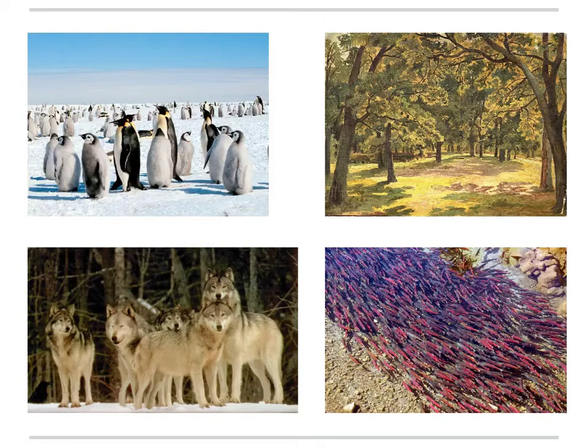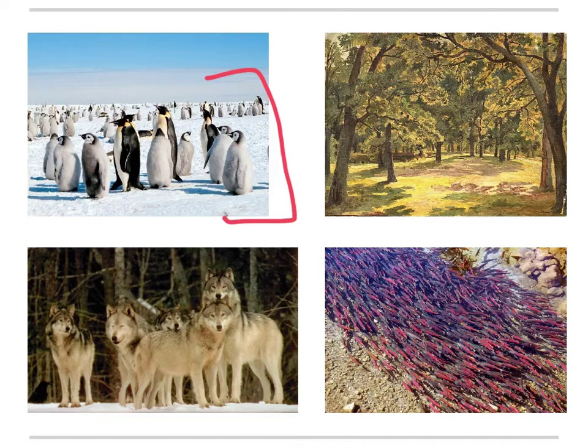In these pictures, we see examples of populations. In the top left-hand corner, we see a population of penguins. Again, this is a population because the penguins are of the same species. They are living in the same area, and because they are the same species and living in the same area, they are capable of interbreeding.